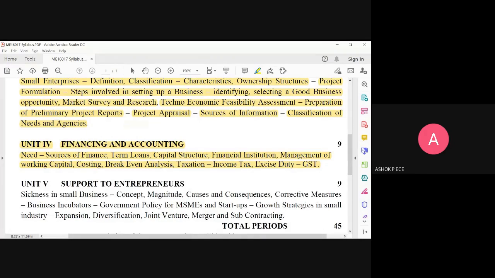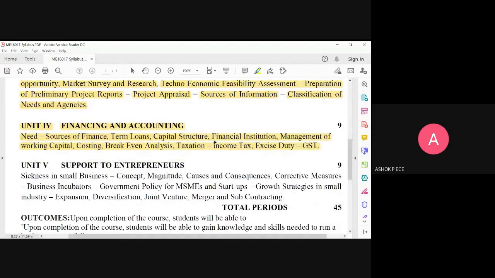Break-even analysis means whether you are running in profit or loss. Taxation, you have income tax and GST now. So we are going to see how we are going to make your business taxable, how we are going to encompass all these rules in your business. This is financing and accounting.